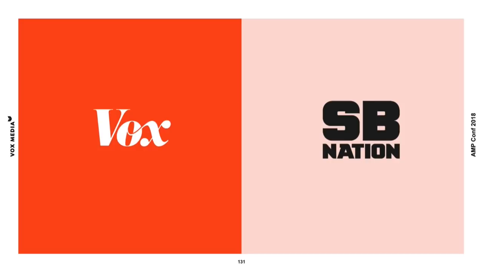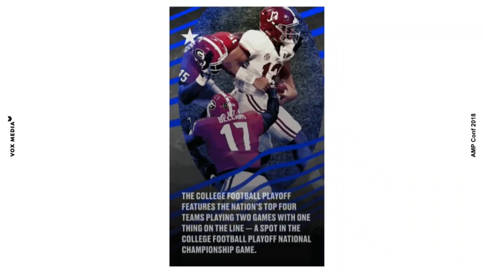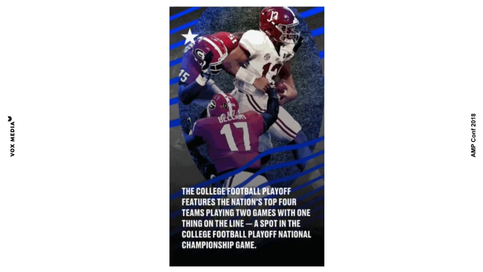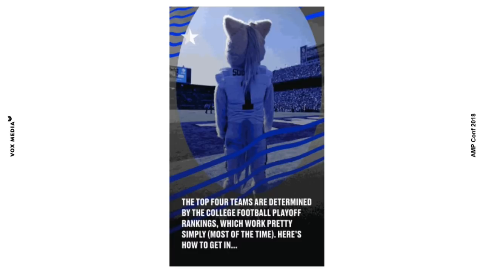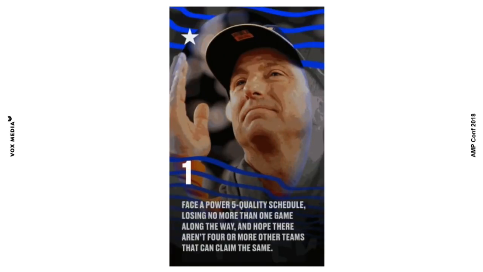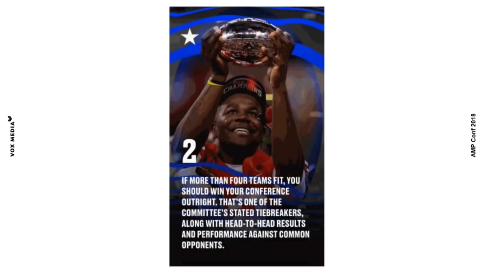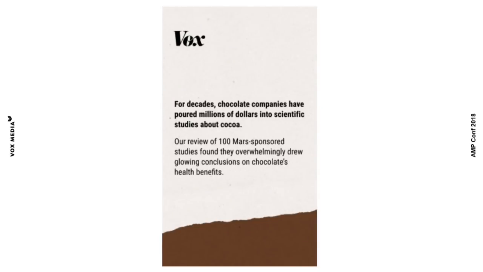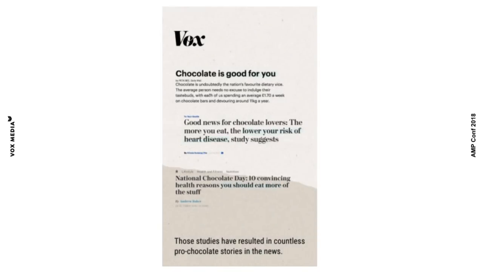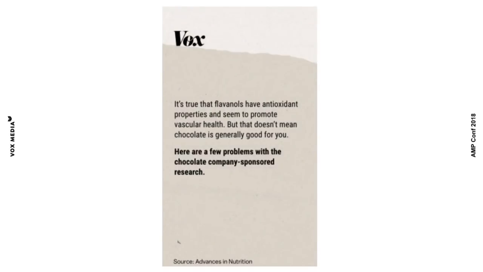You've gotten a little preview before, but I want to show you these two examples now. From SB Nation, this is how college football rankings actually work, because they can be confusing. This is adapted from a very popular SB Nation article that explained rankings in a much more in-depth way, but it also works as a short explainer in this format. From Vox.com, is dark chocolate actually healthy? This was adapted from a hugely popular video that the Vox video team produced, which helps explain how dark chocolate came to be known as a health food.